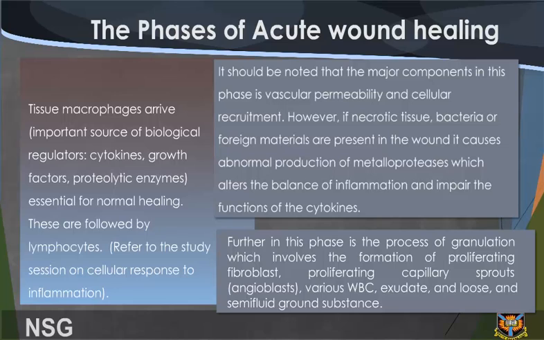However, if necrotic tissue, bacteria or foreign materials are present in the wound, it causes abnormal production of metalloproteinase, which alters the balance of inflammation and impairs the functions of the cytokines. Further in this phase is the process of granulation, which involves the formation of proliferating fibroblasts, proliferating capillary sprouts, angioblasts, various WBC, exudates, and loose and semi-fluid ground substance.